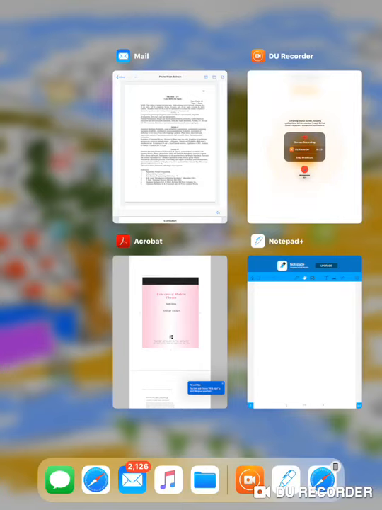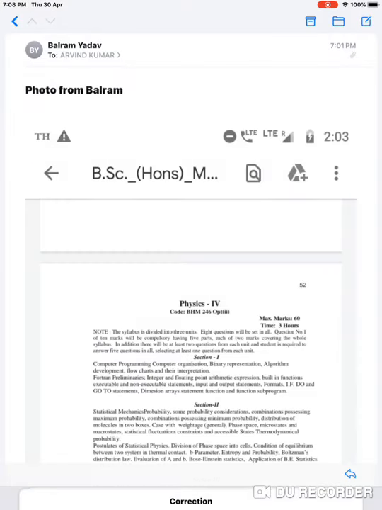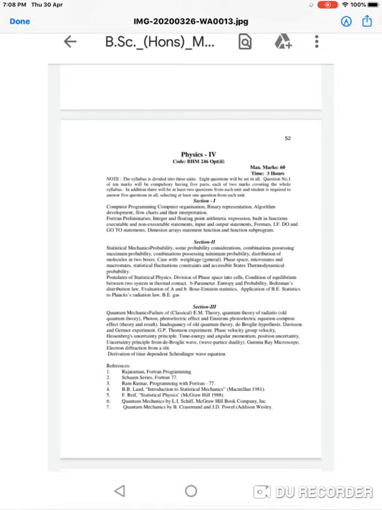There will be many students who were absent in the initial phase of our course, so they can also understand the topics from here on. So let's have a look at the syllabus. This is your syllabus. Now in quantum mechanics, the third section is quantum mechanics, and here are the topics.